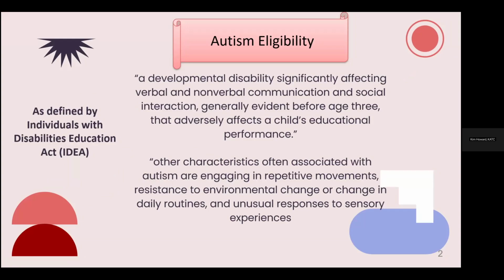And this is the definition from IDEA. It is a developmental disability significantly affecting verbal and nonverbal communication and social interaction. Generally, you're going to see signs of this before age 3. That's pretty important. And it has an adverse effect on a child's educational performance. Other characteristics often associated with autism are repetitive movements, resistance to environmental change or changes in daily routines, and sensory differences.